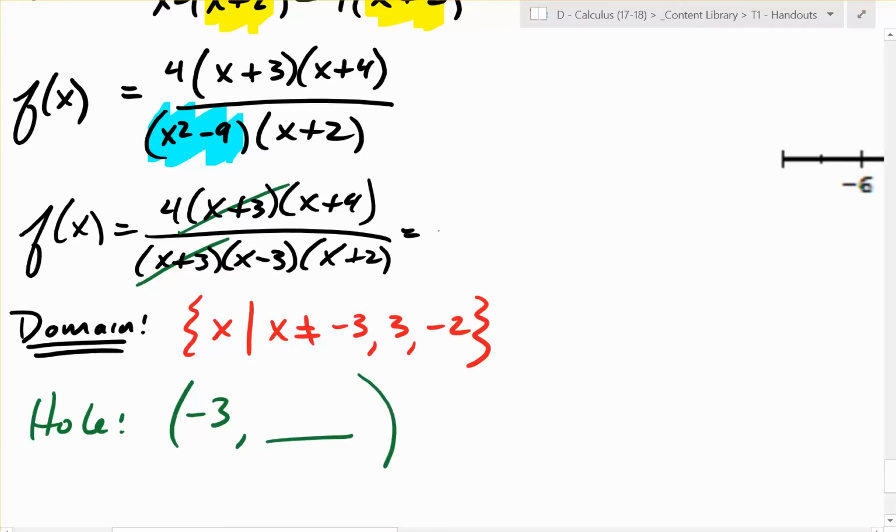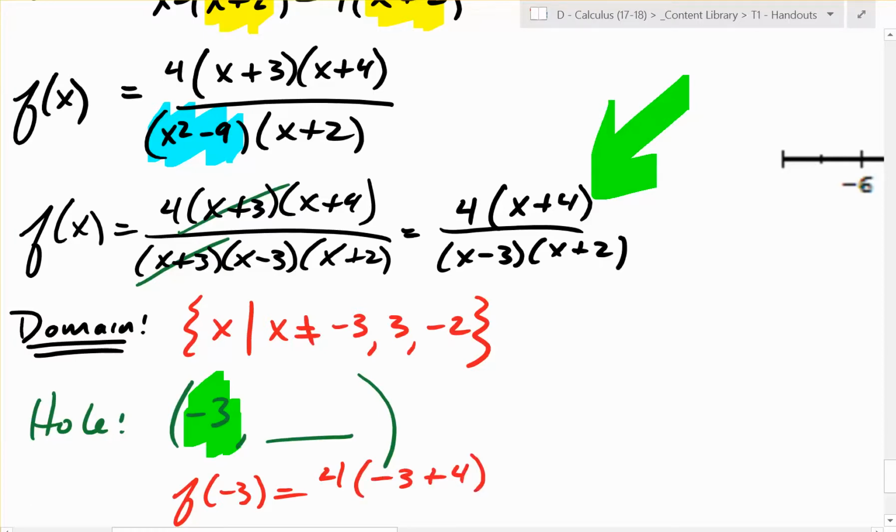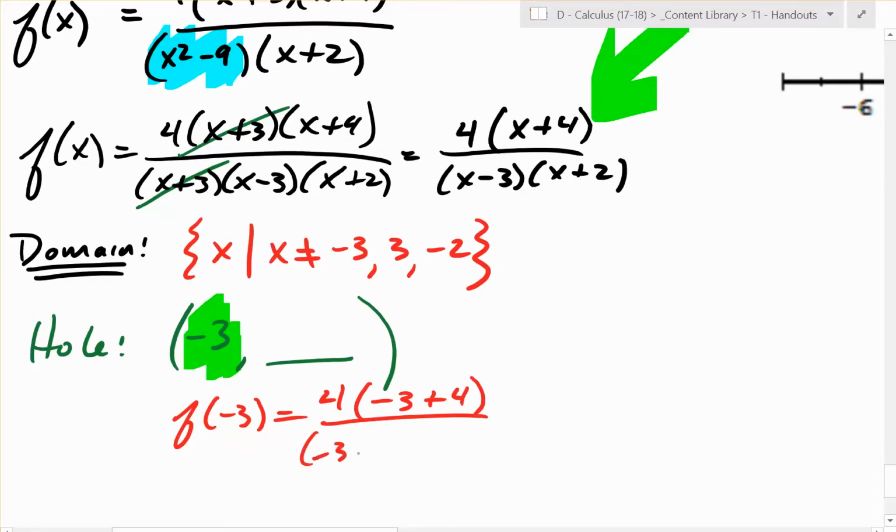Yeah, so you go back to your canceled form. You write the simplified form here. Please write this in over x minus 3, x plus 2. What do you plug into this? We want to plug in our negative 3 into here. We're calling this function f. F of negative 3 is equal to 4 times negative 3 plus 4 over negative 3 minus 3, negative 3 plus 2.